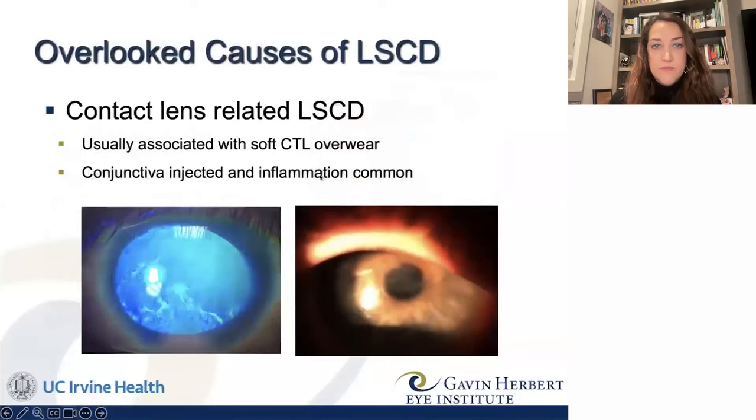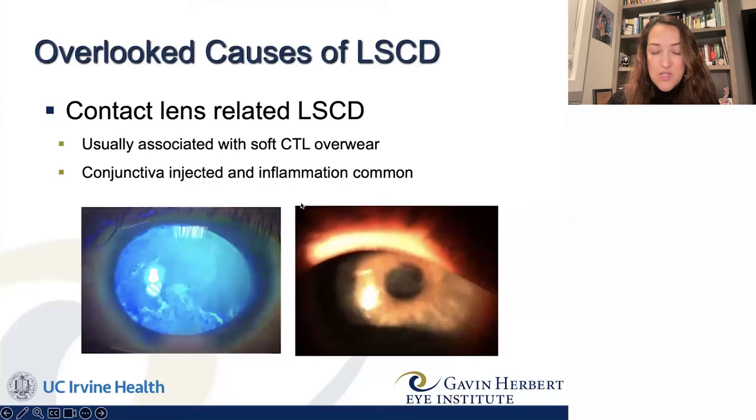So some of the earlier causes, these are the overlooked causes of stem cell deficiency. Again, contact lens wear. I mentioned that chronic, usually soft contact lens related, where there are chronic years of hypoxic damage to the limbus. The conjunctiva is often injected. These patients come in very irritated, and inflammation is very common. These patients are often highly myopic, and that's why they wear their contact lenses for so many hours. They hate to come out of their contact lenses, and the main treatment is to get these patients off of that chronic insult to their limbus.